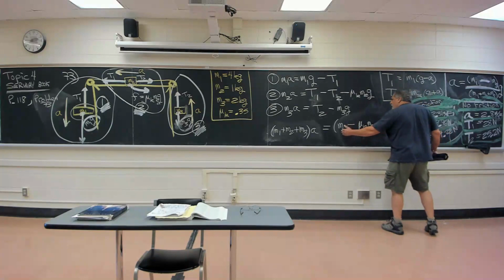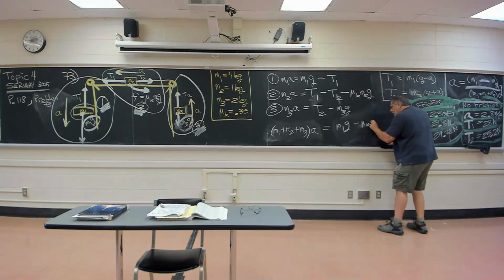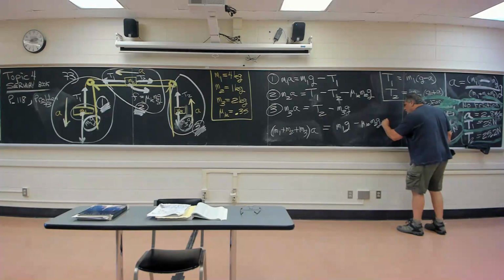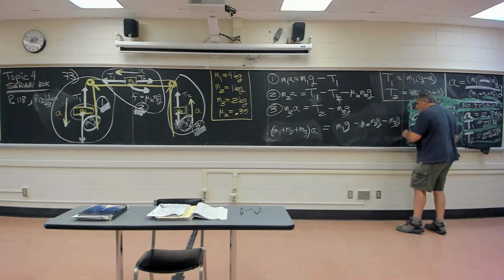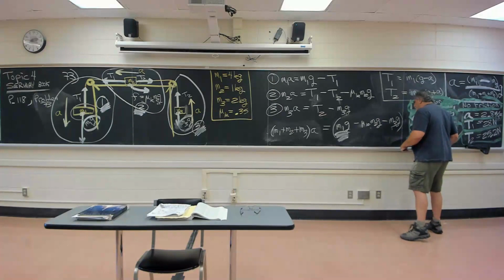So you've got a situation where, if you're just adding them, m1g is the strong one. Mu sub k m2g is resisting. That's the amount of resistance it's providing, and M3G is the amount of resistance provided there. So M1G is the strongest of all, and resisting what M1G wants to do is friction and M3G. If you factor a G out of there, that's where you're getting this scenario.